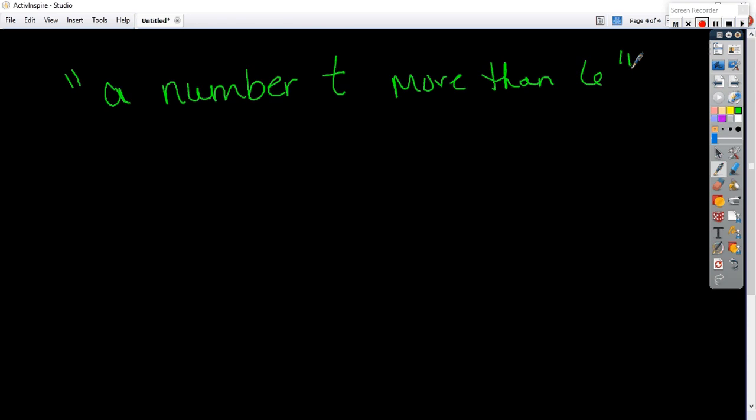But it's a variable, so you can use it. It represents a number. Say again? So how would you write that? How would you write that as an expression using only multiplication, division, addition, subtraction, or exponents? Addition. More than is addition, right? So give me the expression. What would it look like? T plus 6. Easy peasy.